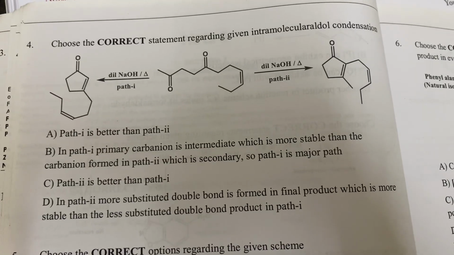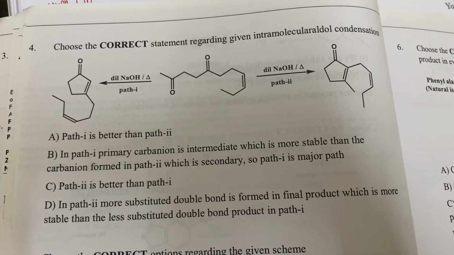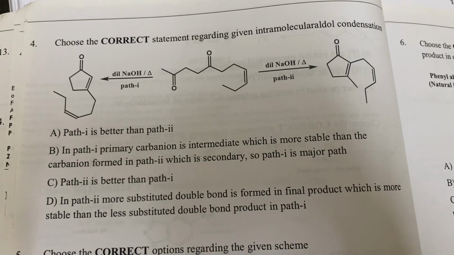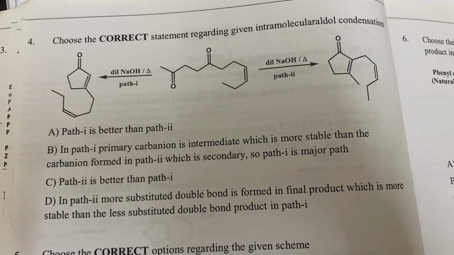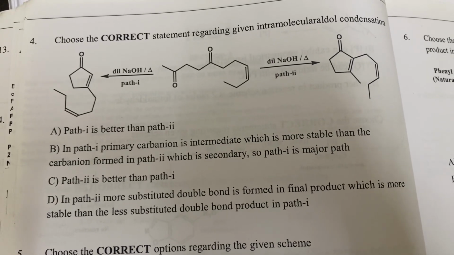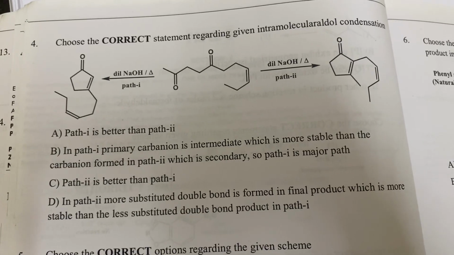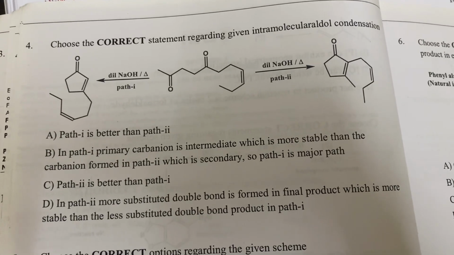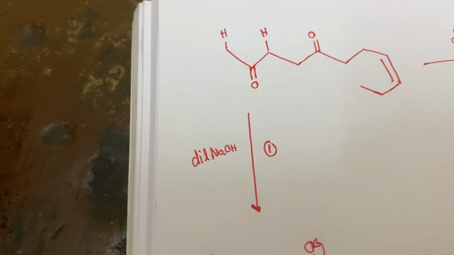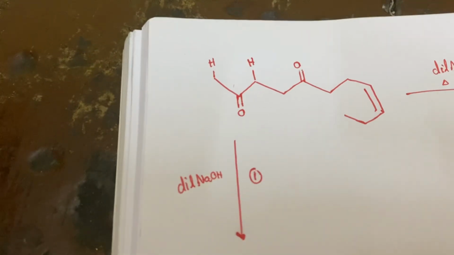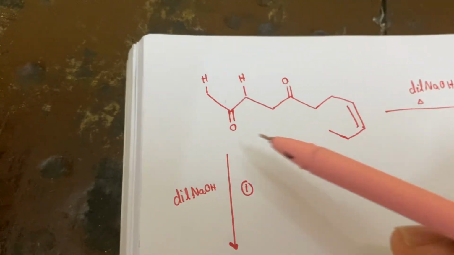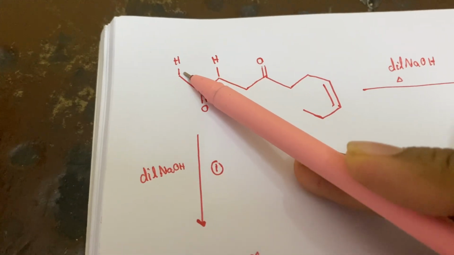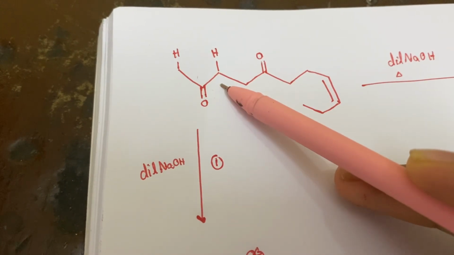Now from this we can find which one is a better path, and the options are given: path 1 is better than path 2. Why are path 1 and path 2 different from each other? Let's discuss that. In path 1 we can see that there are two acidic hydrogens. One is this one, and the other is this acidic hydrogen.